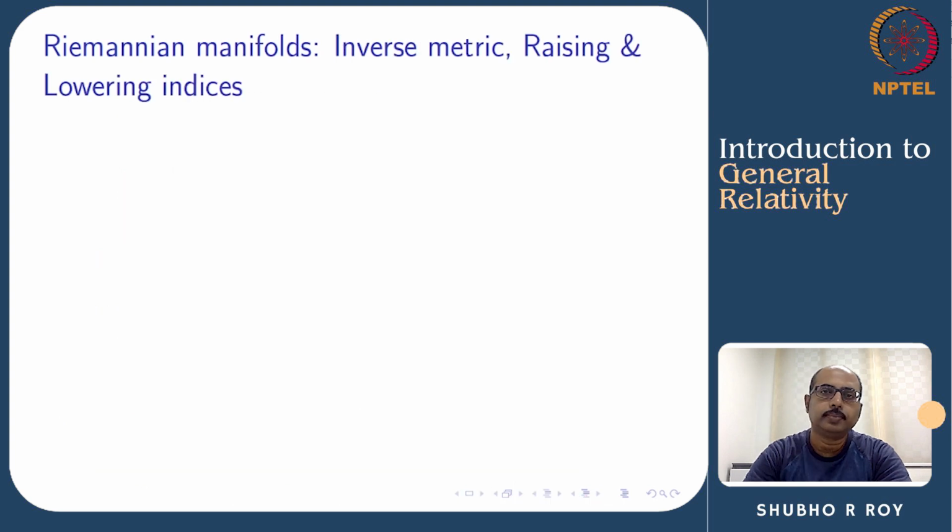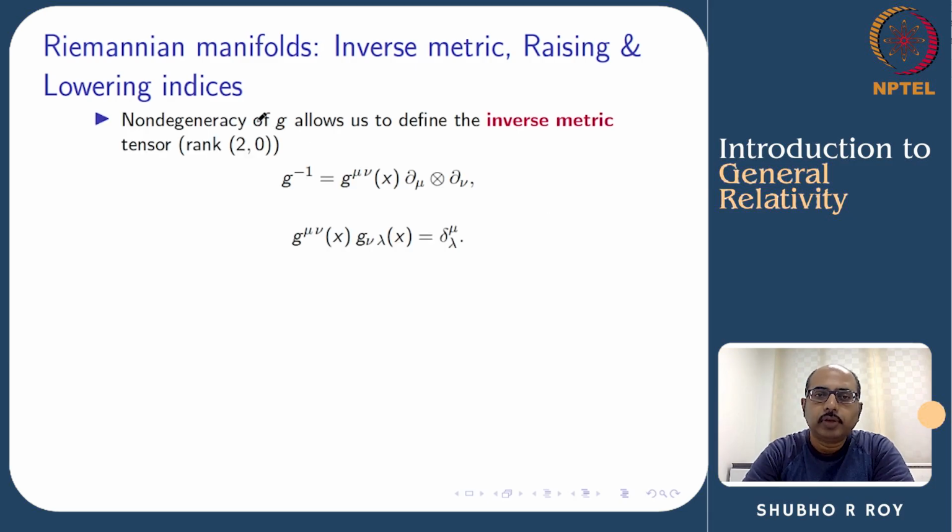All right. Next, we move on to the notion of an inverse metric. The non-degeneracy of the metric allows us to define the inverse metric, which would be a rank (2,0) tensor, so with upper indices. And of course, because it's (2,0), the basis will be a direct product of the basis of two coordinate partials. So I'm using a coordinate basis, of course.